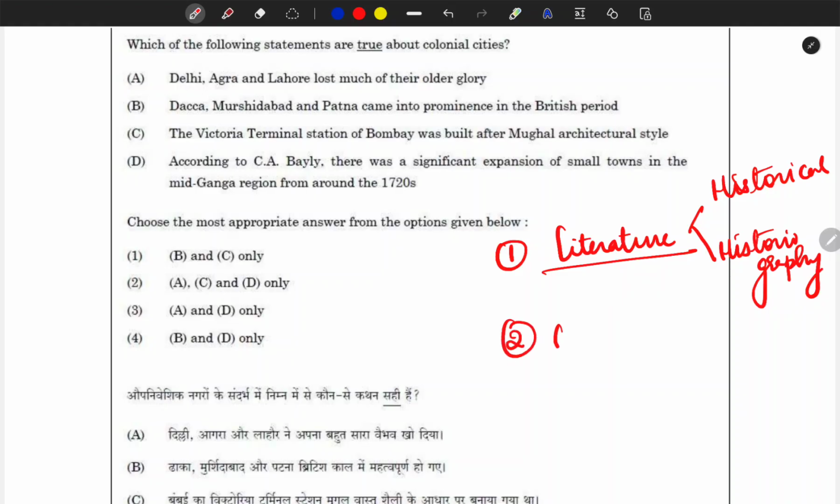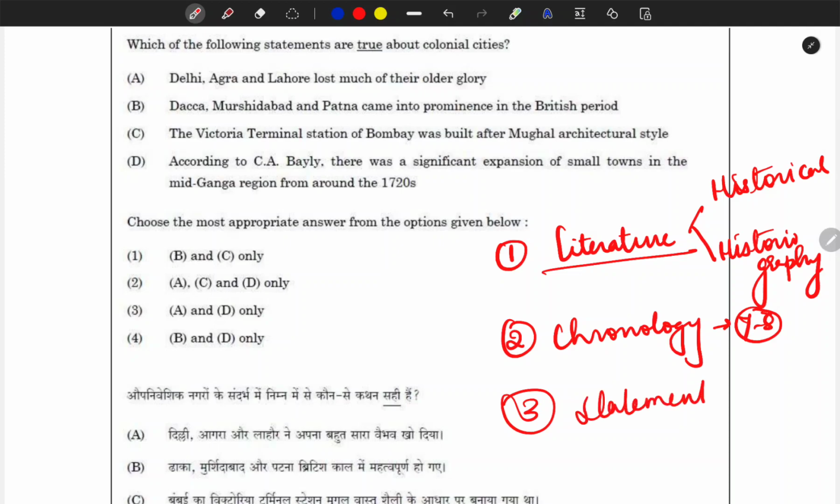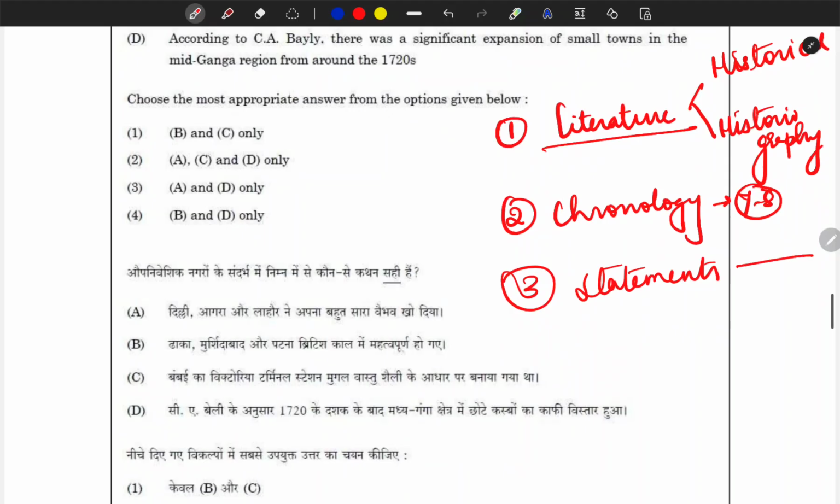Second priority should be chronology. There were 7 to 8 questions from chronology. The third thing is that you have to check the statements, and in that, what we have discussed, absolute statements are usually incorrect. Absolute means they will say, okay, this is the only thing, meaning they will put a lot of weight on that particular statement. So those kinds of statements are usually incorrect.